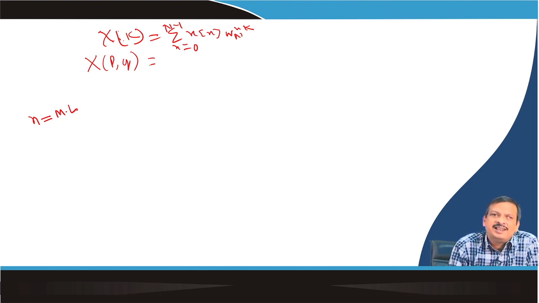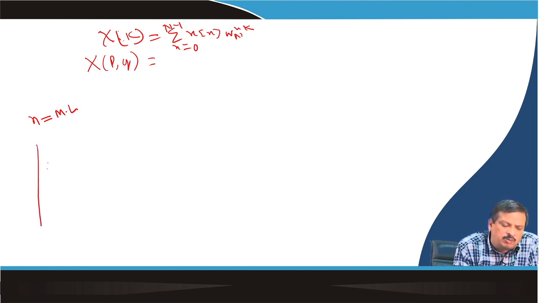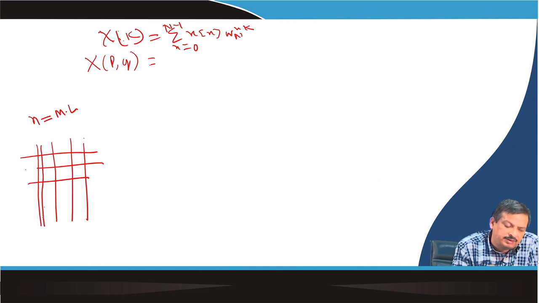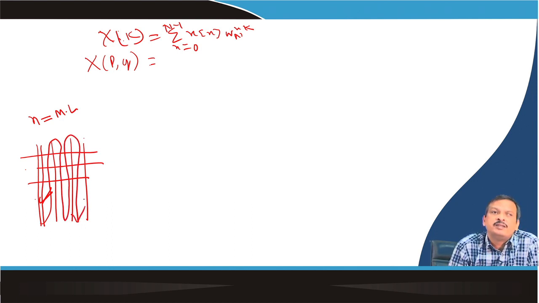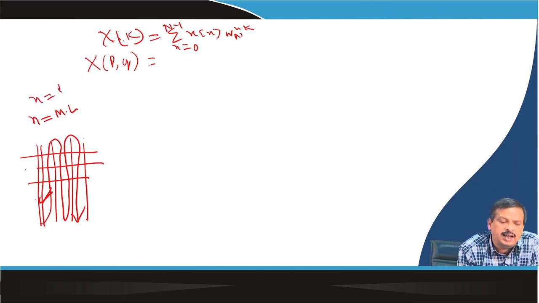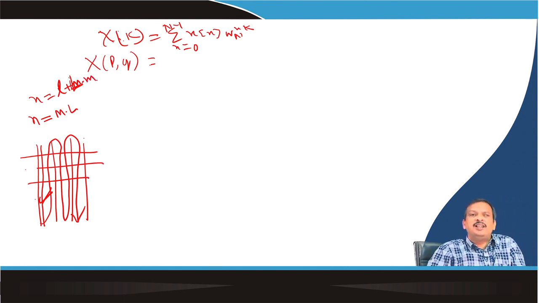Now, let us say the data is stored column wise. Data is stored column wise. So, the data will go like this, then again come back here and go like this. Data is stored like this. So, what is the mapping function? I know n is equal to L plus capital L into small m.